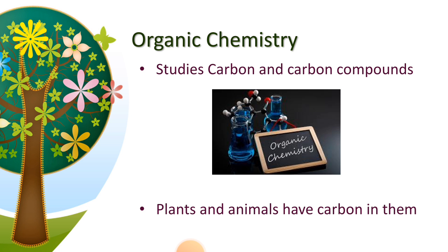Organic chemistry studies carbon and carbon compounds. Carbon is one of the elements in the periodic table. I'm sure you know about that, right? Now, anything that has carbon in it is concerned with organic chemistry. The study of things that have carbon is organic chemistry. Do you know that plants and animals have carbon in them? Invariably, we can say organic chemistry is the study of plants and animals.